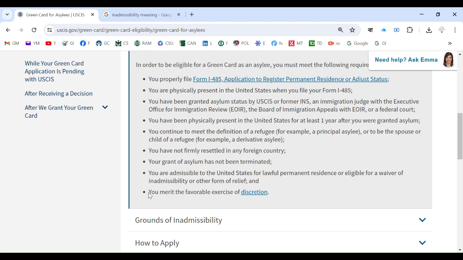You merit the favorable exercise of discretion. So your application has the merit of a favorable exercise of discretion. So these are the things that will make you eligible for adjustment of status.